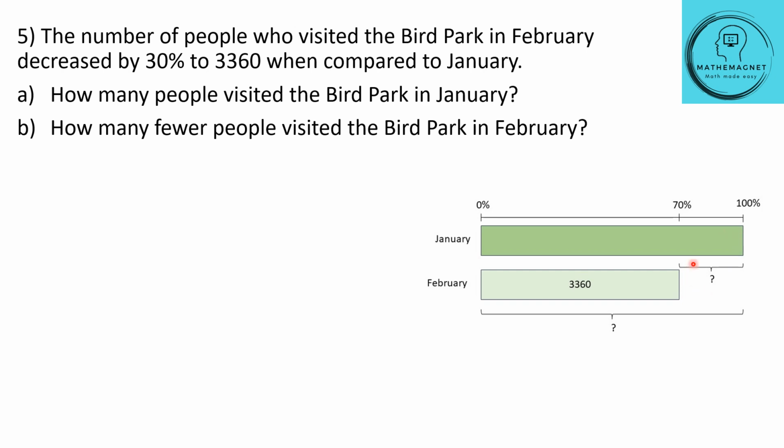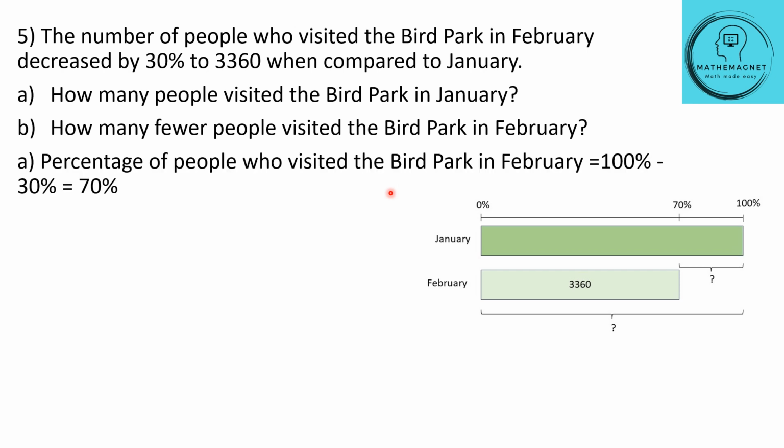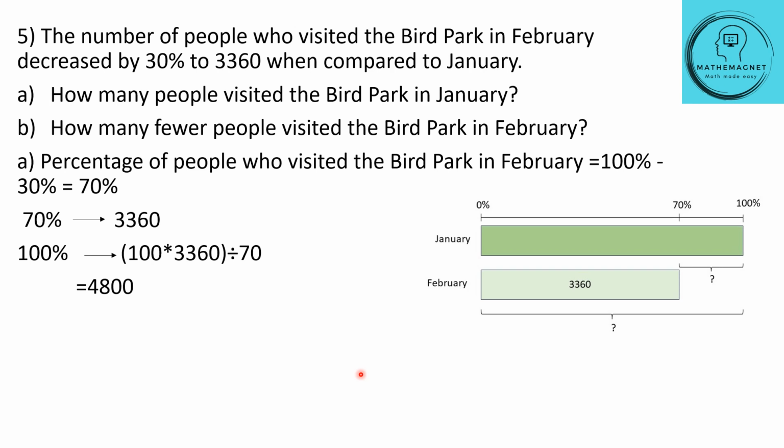30% of people will be the answer to your B question. Now 100% will be your answer to your A question. Correct? Let's see how to solve it. For question A, the percentage of people who visited the bird park in February is 100% minus 30%, equal to 70%, and we know 70% is 3360, so 100% will be 100 into 3360 divided by 70, which is equal to 4800. So 4800 people visited the bird park in January.